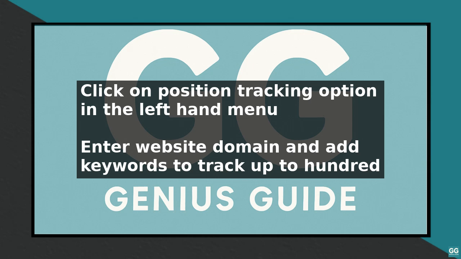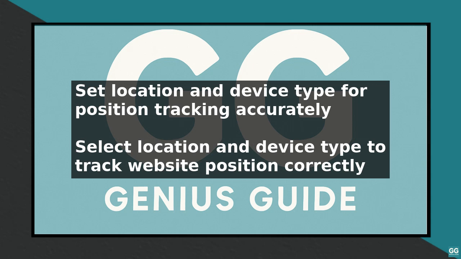Semrush will then start tracking your website's position for the selected keywords and provide you with detailed reports and analysis. You can view your position tracking reports by clicking on the Position Tracking option in the left-hand menu and selecting the project you just created.